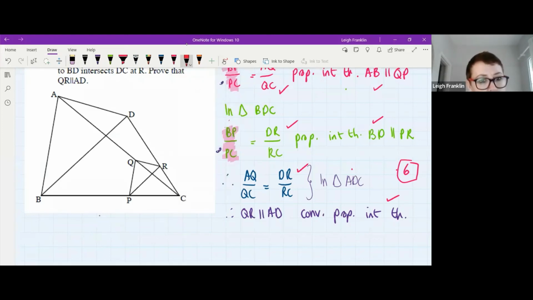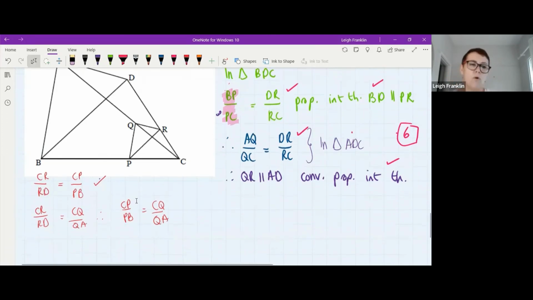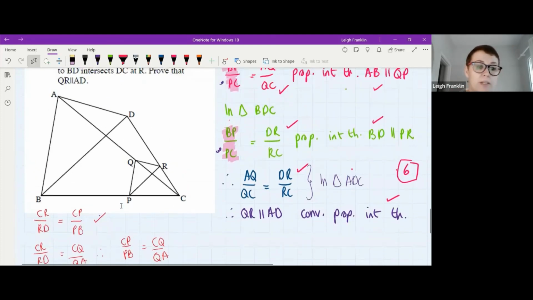So you said that CR over RD is equal to CP over PB. All right, that's fine, because you're working, so that would be okay. Yes, carry on. And then CR over RD is equal to CQ over QA. Therefore, CP over PB is equal to CQ over QA. And then we say QR is parallel to AD. Now I'm just going to go back to this middle statement over here.